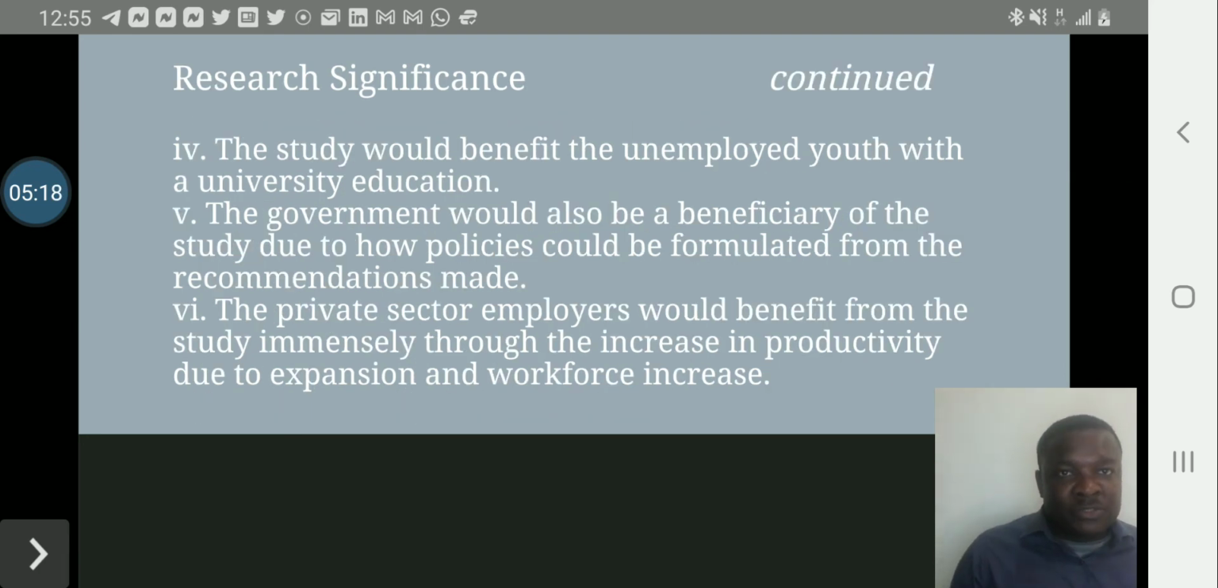So the unemployed youth are going to gain employment, and the government is also going to benefit through the formulation of policies aligning with our recommendations. The private sector is going to be booming because the employers will expand, which will absorb most of the unemployed youth.